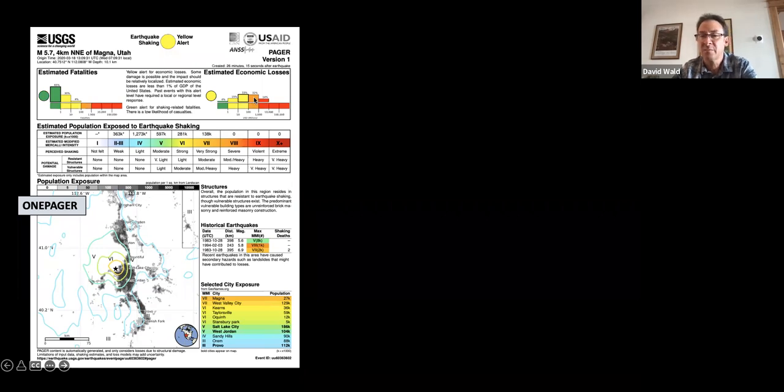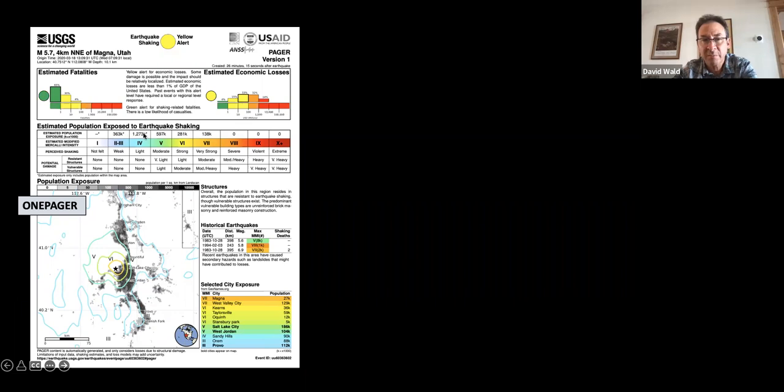These are very uncertain, but they're still very useful because we can give you a ballpark estimate of what the losses are going to be, both from fatalities and from economic losses. And the alert that we notify people on is the higher of the two alerts based on this color coding that we've shown. So this is how the PAGER system works.